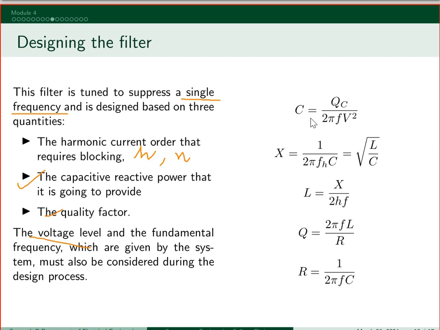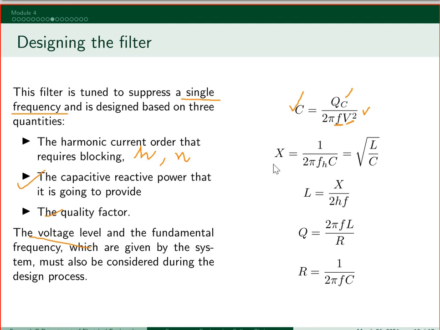Okay, now once you have decided the capacitive reactive power that needs to be supplied, you can choose a capacitor C, because the reactive power will be supplied at fundamental frequency F. So C can be obtained from this equation: QC by 2 pi F into V square, where V is the RMS value of the system voltage.